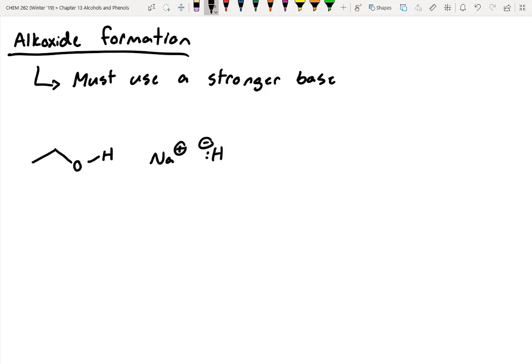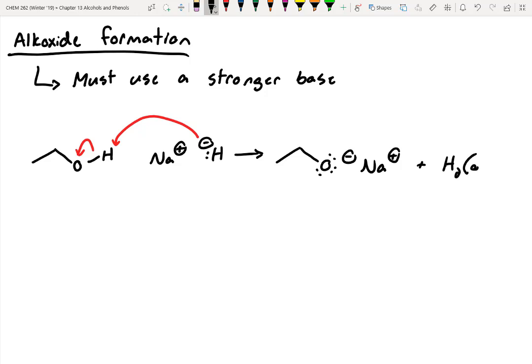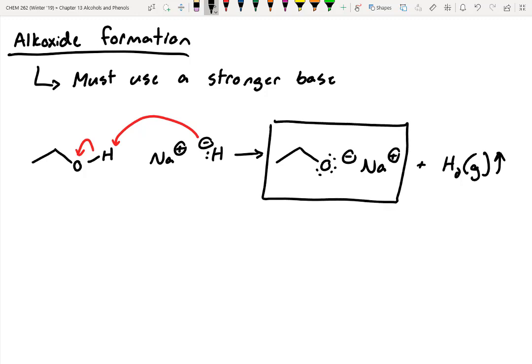Sodium hydride's unique because we've got this hydride anion that is wickedly basic. It can steal a proton off of ethanol. We can form the ethoxide anion. Sodium is going to be the countercation, and what's our conjugate acid going to be? Hydrogen gas. This is really handy because this hydrogen gas is just going to bubble out of solution, which gives you a nice clean pot of sodium ethoxide.